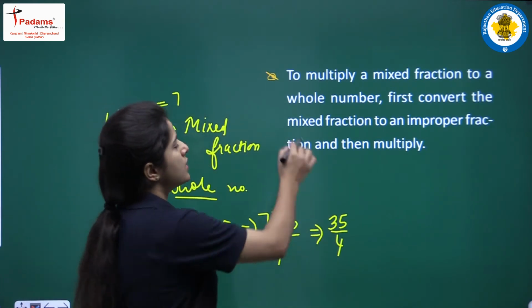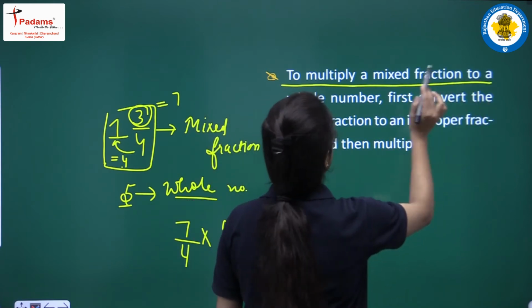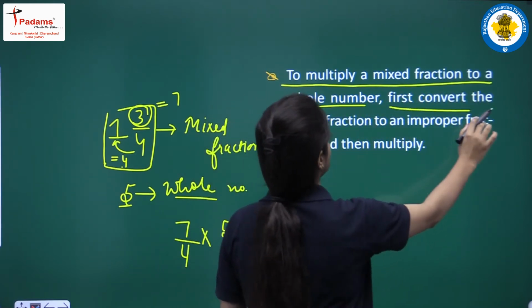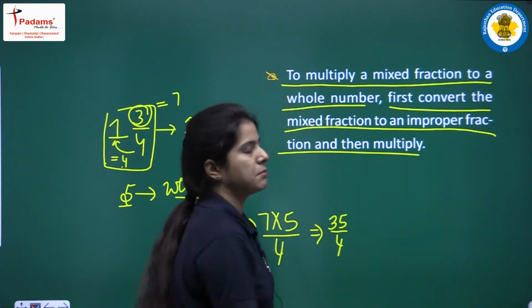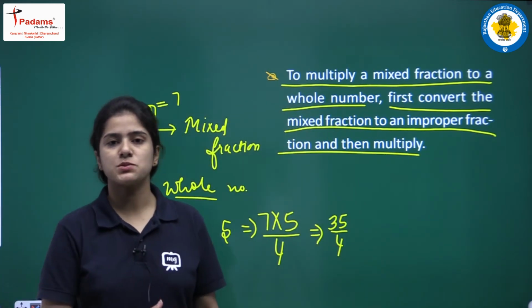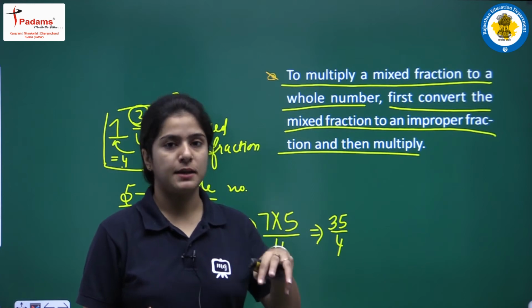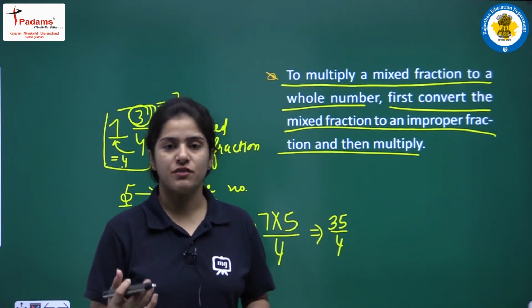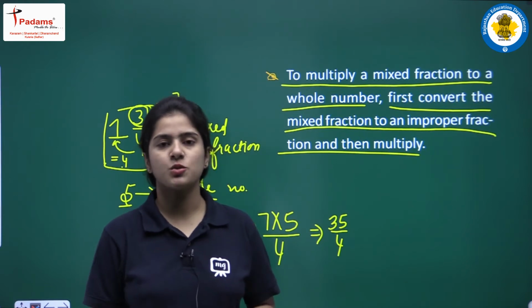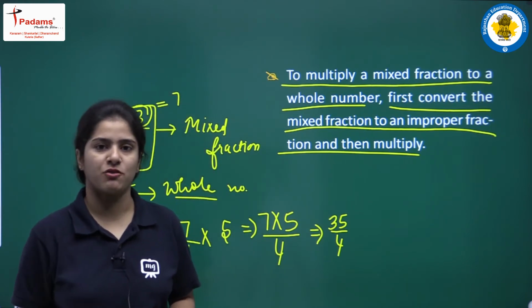In this also, to multiply a mixed fraction with a whole number, first convert the mixed fraction to an improper fraction and then multiply. In this way you can clearly multiply improper fractions, mixed fractions or proper fractions with whole numbers, alright students. Now we will see an example of it.